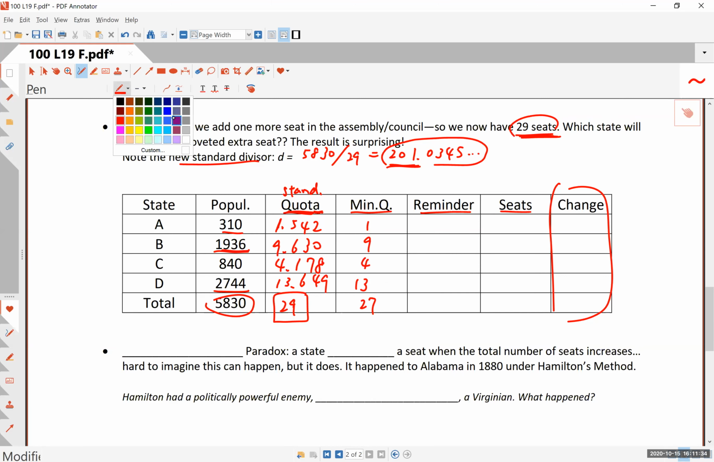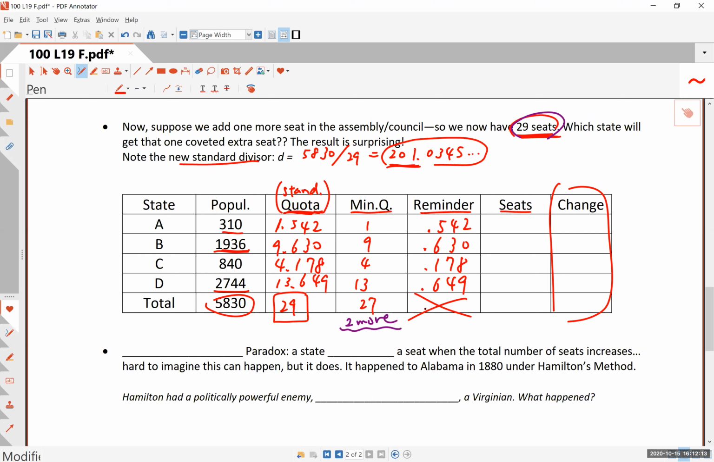So what does it tell us? We need 2 more. Remember, now we have 29 seats, right? So we can give 2 seats, okay? In other words, 2 of these states will get an additional seat to the number of people representing their states. All right, so let's compare the remainders. The remainders, it's pretty easy. All you have to do is write down the portion of the standard quota to the right of the decimal point, right? 0.542, 0.630, 0.178, 0.649. All right, you don't have to worry about adding these numbers because that would be meaningless.